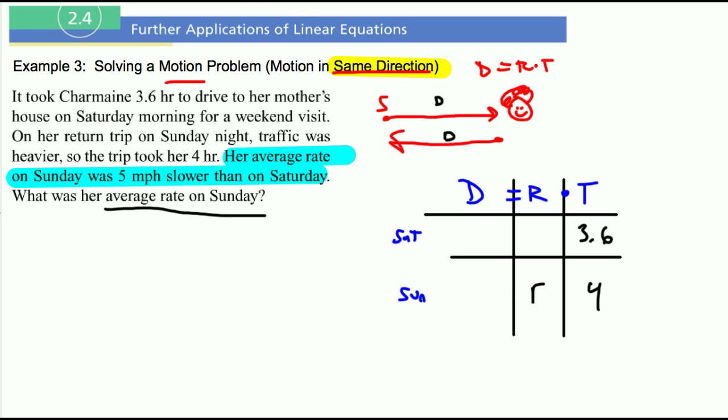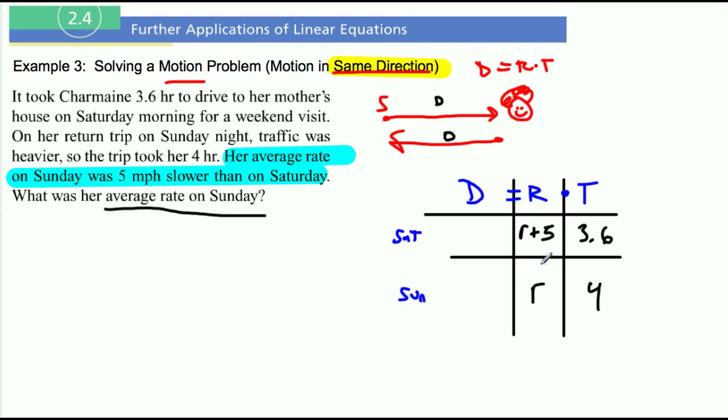So that must mean that if her rate on Sunday was R, then her rate on Saturday must have been 5 miles an hour slower or faster? Well, faster. So it has to be R plus 5. Her average rate on Sunday was 5 miles per hour slower than on Saturday. So if this was 5, then this is 10. 10 minus 5 gives us 5. If this was 3, then this must be 8, because if I subtract 5 from 8, I get 3.